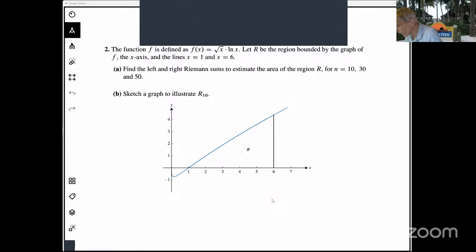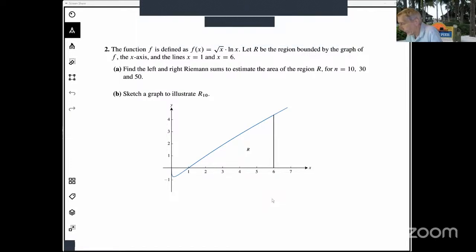All right. So the function f here in number 2 is defined as the square root of x times the log of x. And R is going to be the region bounded by the graph of f, the x-axis, and the lines x equals 1 and x equals 6. So I've sort of drawn a picture of this region R down here. I want to find left and right Riemann sums to estimate the area of this region R for n equal 10, 30, and 50. I want to sketch a graph to illustrate R sub 10, and I think eventually I might even be thinking about finding the exact area of that region.